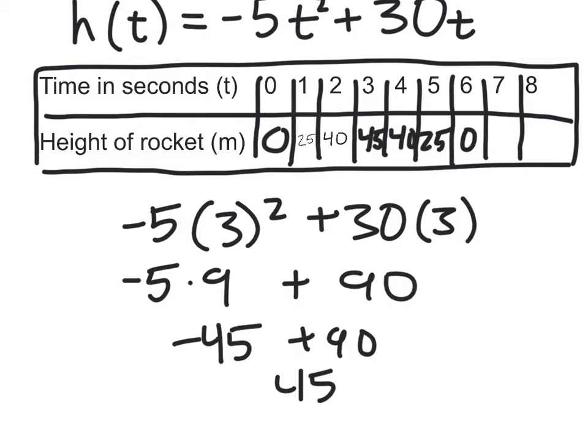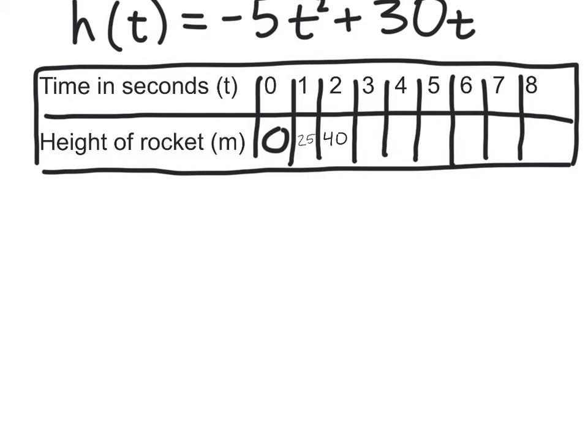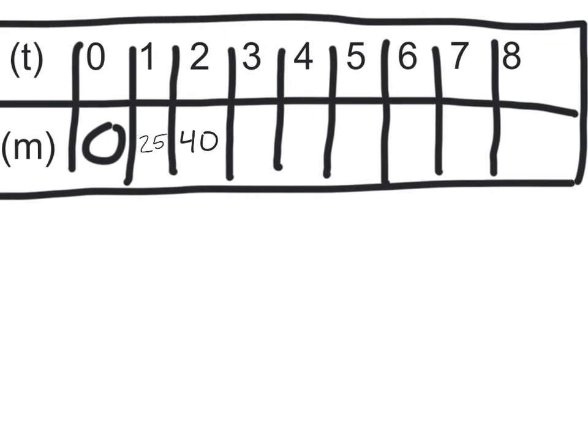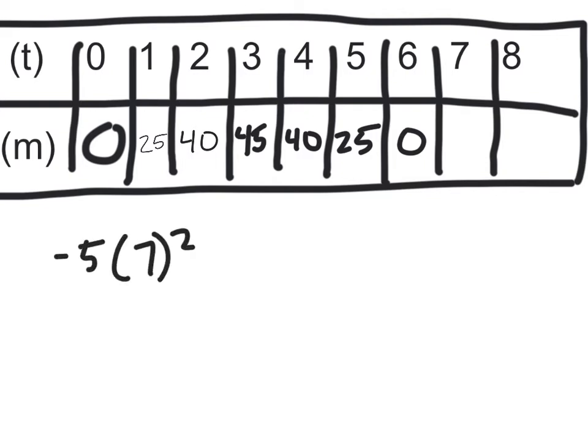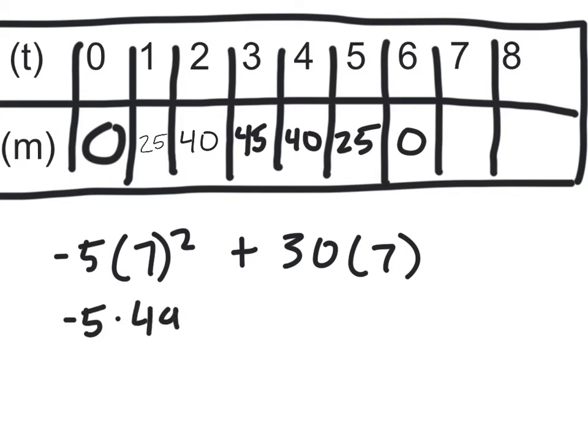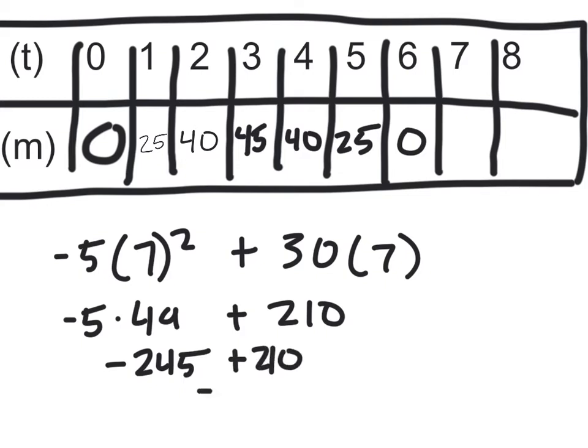Let's take a look at those. So 0, 45, 40, 25, 0. Let's check out 7. Negative 5 times 7 squared plus 30 times 7. So 7 squared is 49. And 30 times 7 is 210. And 5 times 49, well, let's see. 5 times 50 would be 250, so we're 5 short of that. So negative 245 plus 210, which is negative 35.